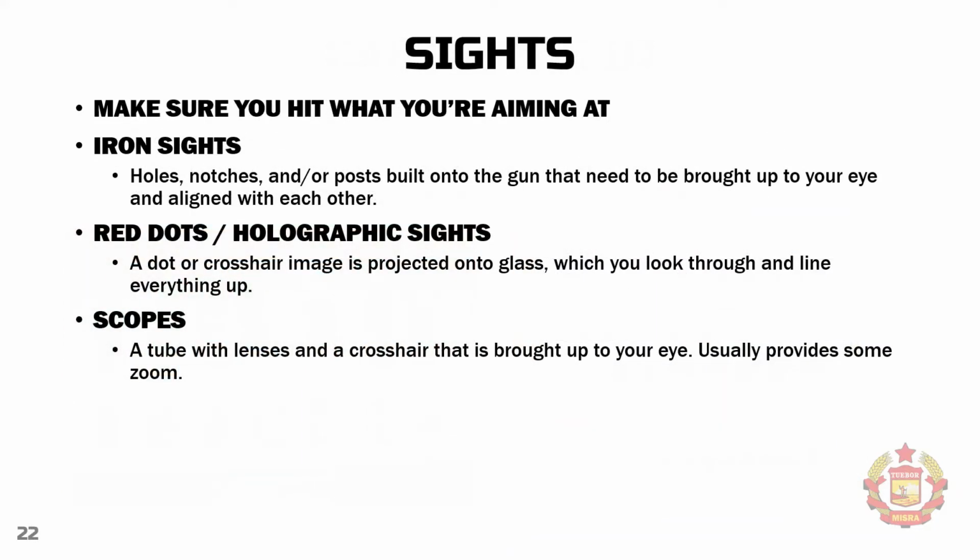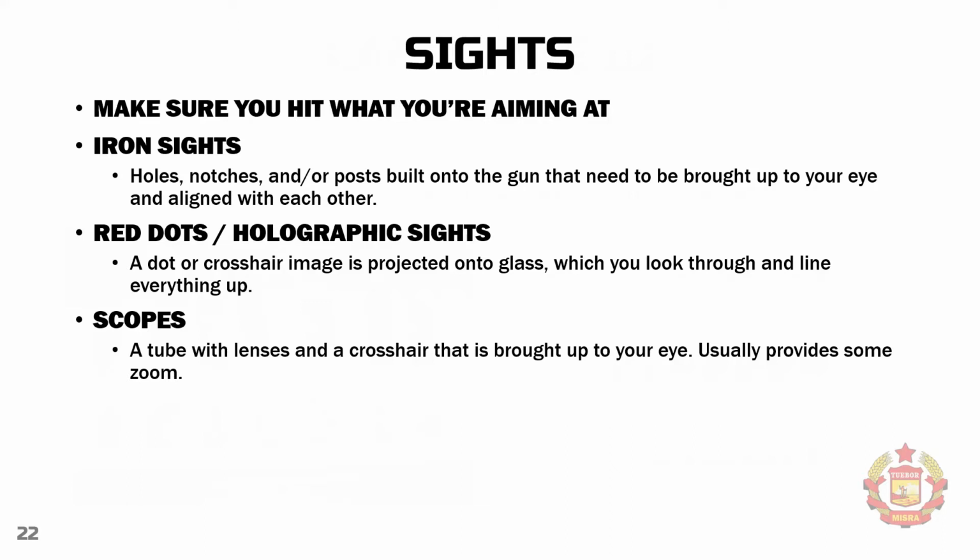Sights. Sights are made to make sure that you hit what you're aiming at. Iron sights are, I mean, again, what they sound like. It's usually two pieces of iron built onto the gun itself, whether it's a hole or a notch or a post, and they need to be aligned, brought up to your eye and aligned with each other to aim correctly.